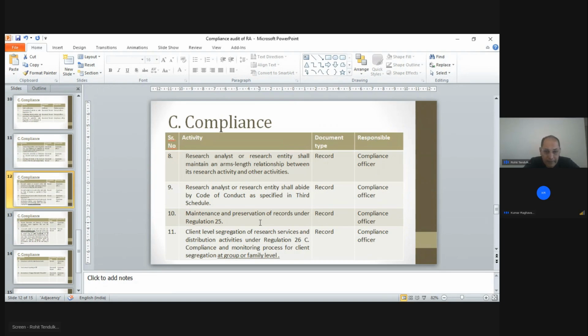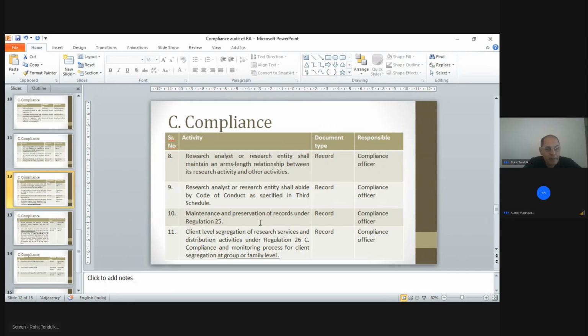Point number 10. Maintenance and preservation of records under Regulation 25. Now, Regulation 25 mentions that certain records are to be maintained, and these records are to be preserved for minimum 5 years, and a compliance audit must be done annually by a SEBI registered research analyst. The records responsibility is cast on the compliance officer under Regulation 25.